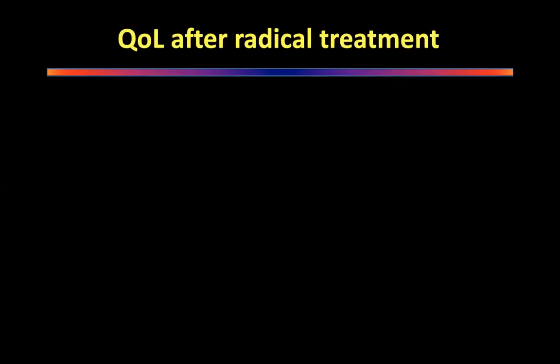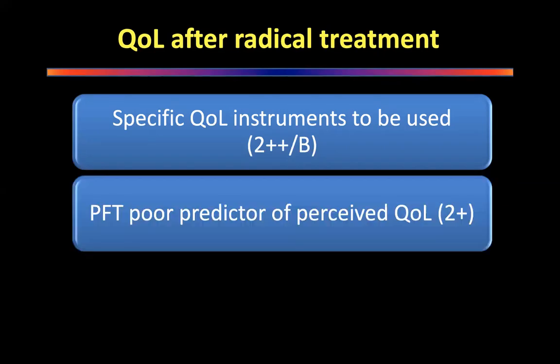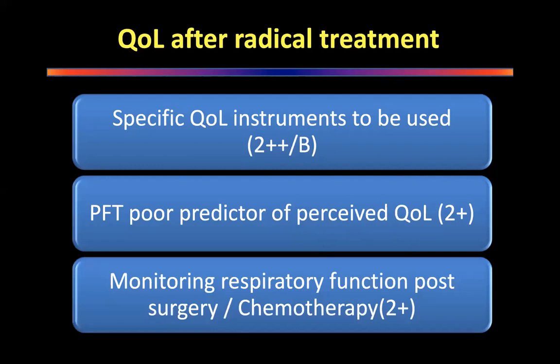What about quality of life after radical surgery? Specific QOL instruments are available. You can use whichever one is the standardized one. They speak about SF36. Other papers speak about other quality of life tools. But PFTs do not indicate quality of life. So predicted post-operative FEV1 does not indicate what is going to be the quality of life for this patient. So you need to use separate tools for quality of life.